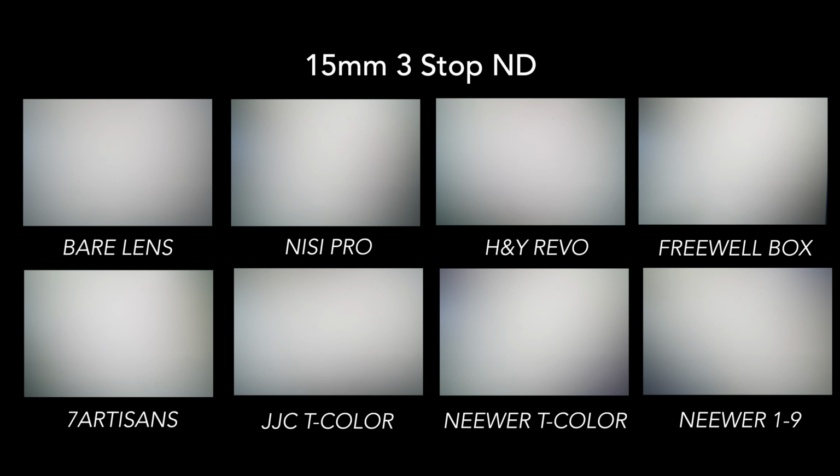Next, we're going to look at the 15 millimeter focal length too, and we're really focusing on 15 millimeters here because that is where things are going to be most affected. As we zoom in and go through these comparisons, you'll see that the filters can be used at a higher and higher amount of stops. Once again, we're comparing the bare lens and looking through these. 7 Artisans looks good, JJC True Color looks good, Neewer Pro looks good. I think you see the 2 Neewers are starting to look a little bit messy, and maybe the Freewell is picking up a little bit of a vignette there as well. But honestly, at 3 stops and 15 millimeters, these are all usable.